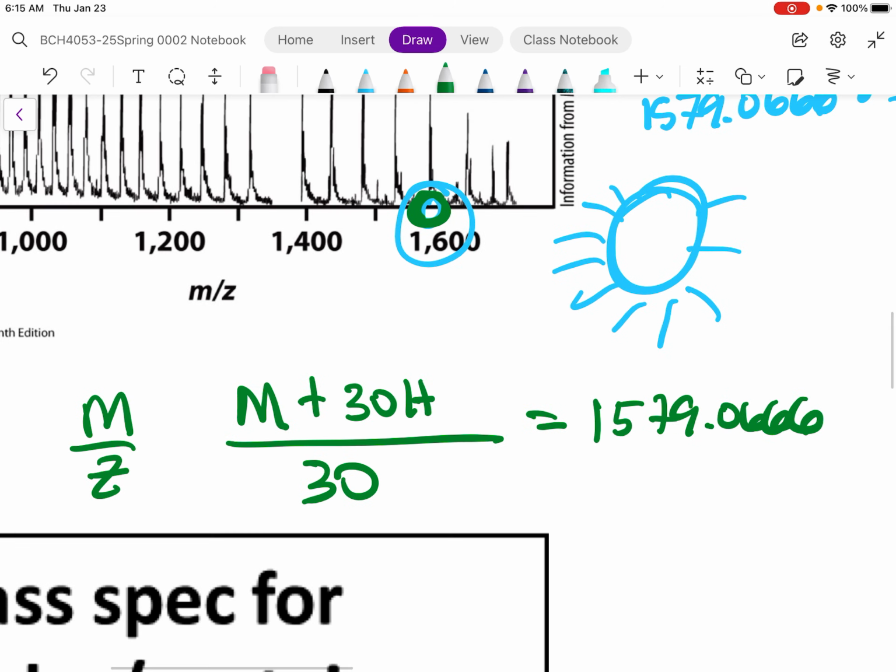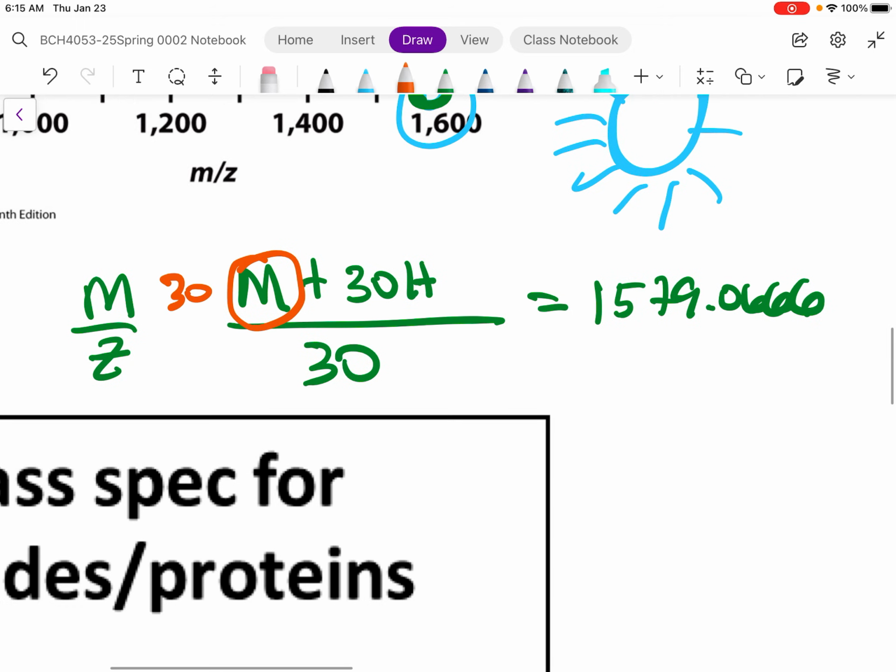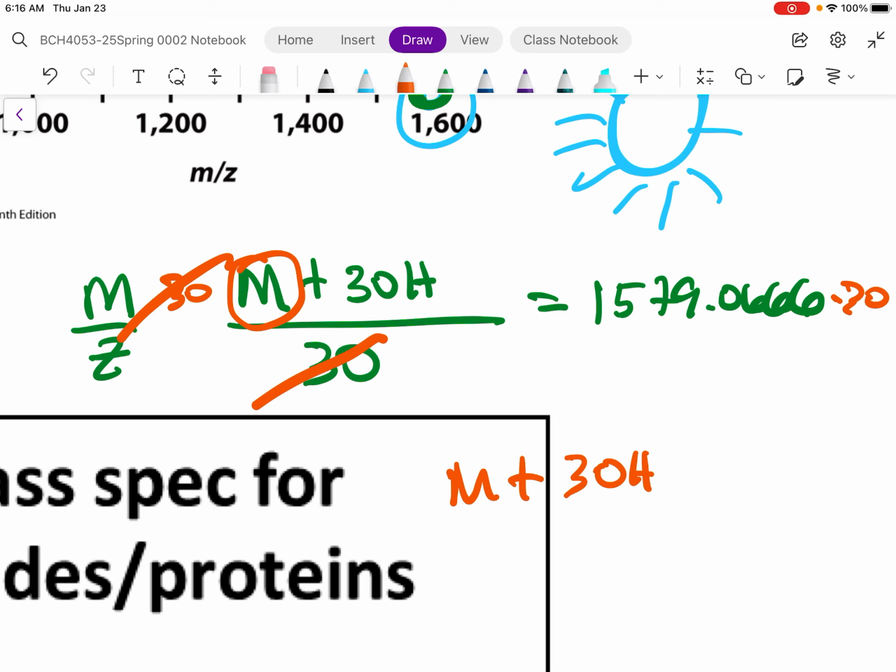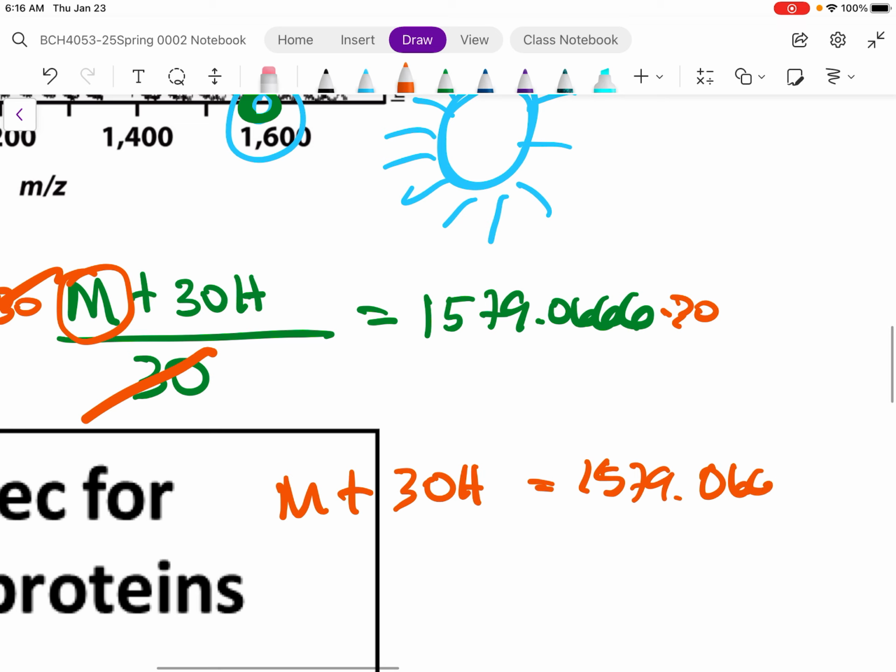So if we want to solve for the actual mass of the protein, the one without all the added hydrogens, do you see the equation there? What we have to do here is multiply both sides by 30, and the 30 cancels. Then we have M plus 30 H equals 1579.0666 times 30. And then what do you have to do? Minus 30 to both sides.